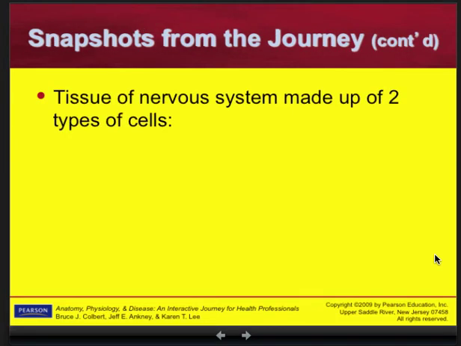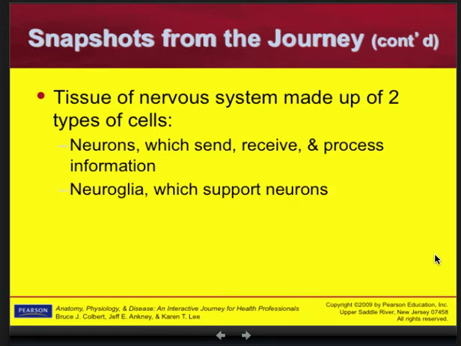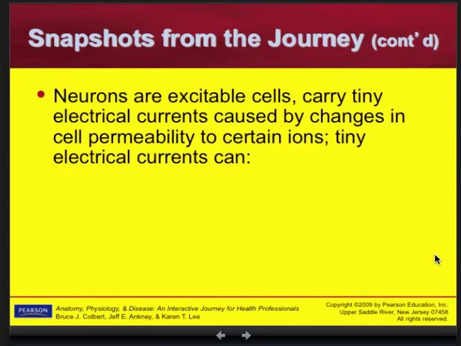The nervous system is made up of two types of tissues, two types of cells. Neurons send and receive electrical information, and the glia provides support and protection for the neurons. Neurons are said to be excitable cells in that they carry tiny electrical currents which are caused by changes in cell permeability to certain ions. The main one, the initiator, usually is calcium.